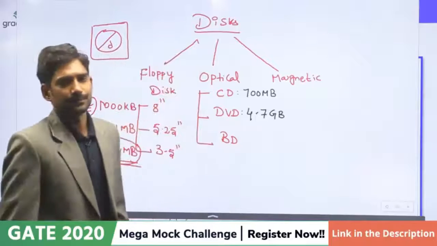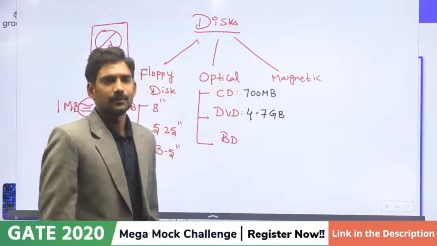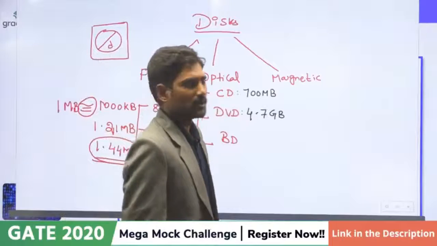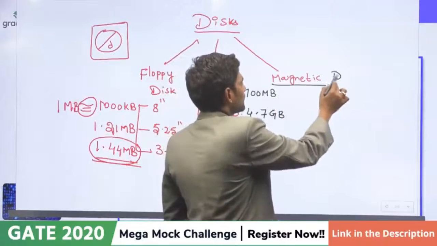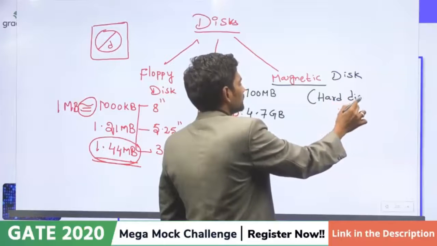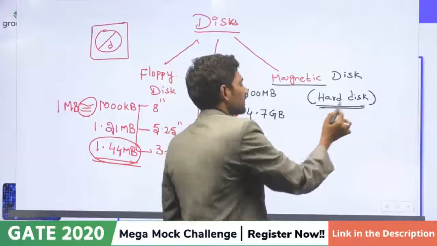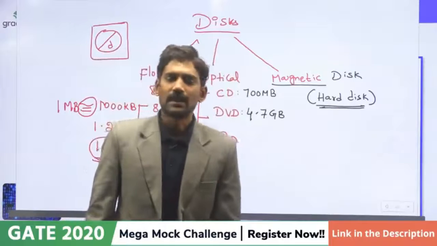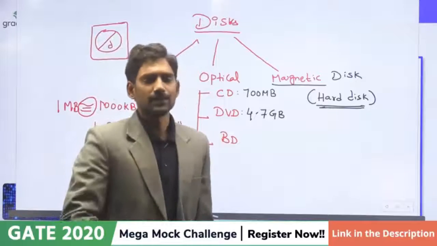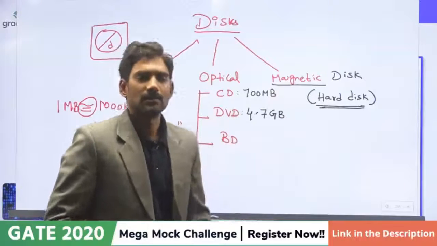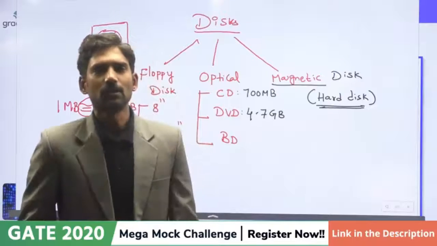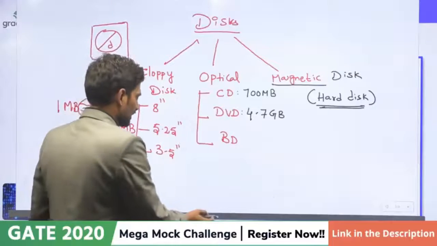Okay. However, from our GATE perspective, among secondary memory, among disks, what we should focus on most is the magnetic disk. This is also known as the hard disk. This term is very familiar to everybody. Its technical name is magnetic disk. In GATE, we will have questions from the magnetic disk or hard disk only. So let us discuss only the magnetic disk in detail.